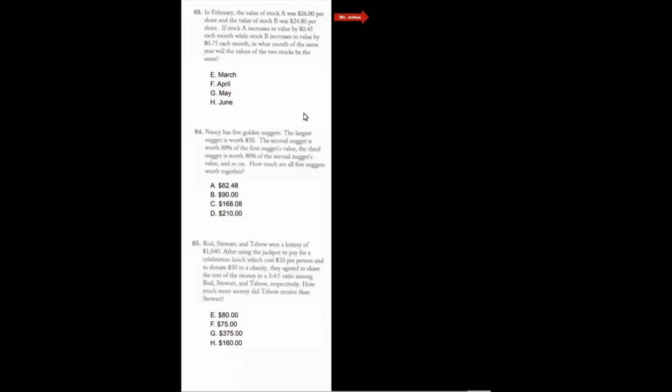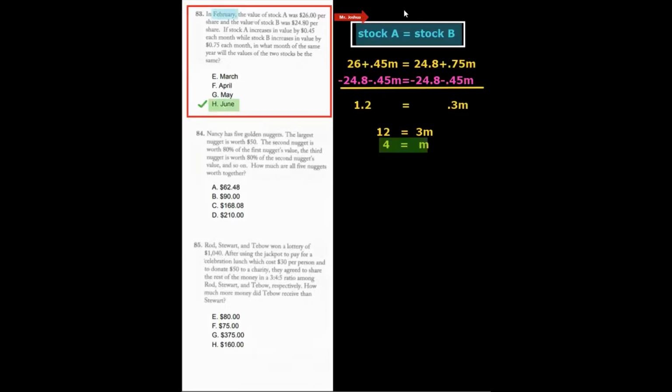Question 83. In February, the value of stock A was $26 per share, and the value of stock B was $24.80 per share. If stock A increases in value by 0.45 each month, while stock B increases in value by 0.75 each month, in what month of the same year will the values of the two stocks be the same? Well, here we want stock A to equal stock B. Stock A can be represented as $26 plus 45 cents every month, M being the number of months. Stock B in the paragraph was at $24.80, but it's also increasing at a value of 75 cents every month.